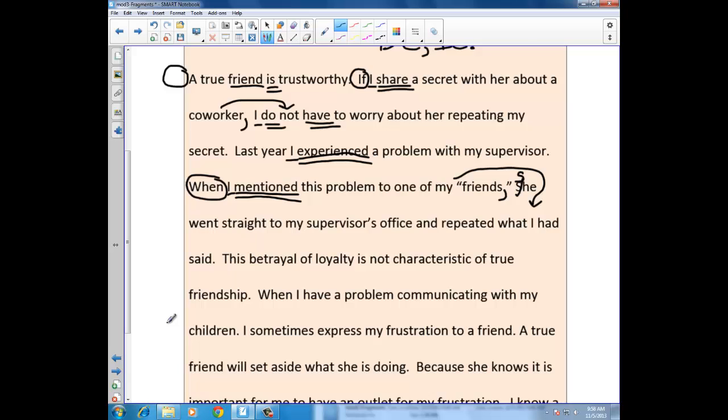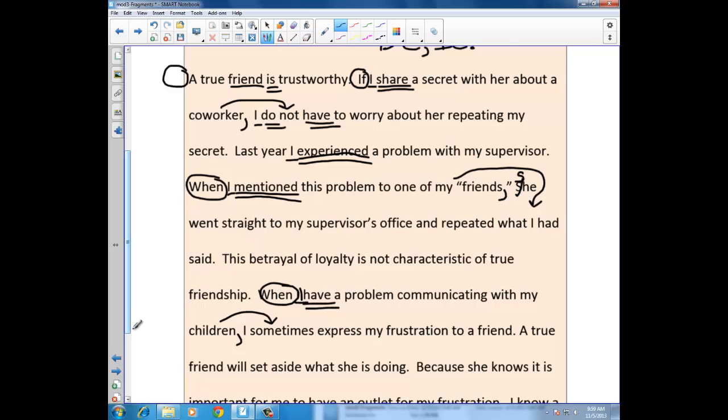When I have a problem communicating with my children, is there a verb? Yes. Have. Is there a subject? Yes. I. Is there a subordinating conjunction? When. We have a fragment. I'm going to draw that I back in since you can't see it. When I have a problem communicating with my children, there should be a comma here. I sometimes express my frustration to a friend. That is the independent clause. We're going to draw an arrow from the fragment to the independent clause.